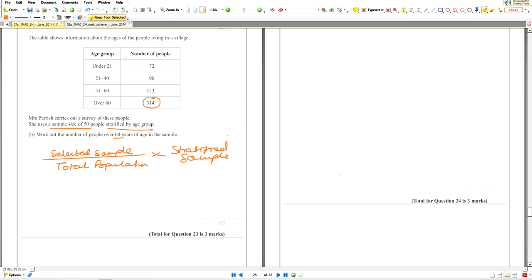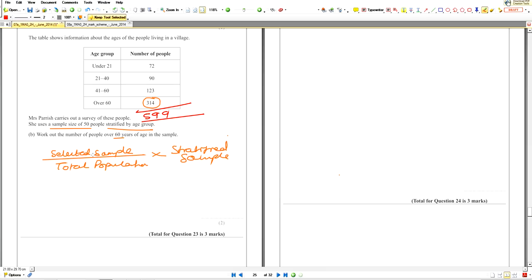Now, first of all, we need to work out our total of all of the number of people living in the village. So we need to add all of these up. So 72, add 90, add 123, add 314. That gives us a total of 599. So the total of this is 599. So that is going to be your total population.